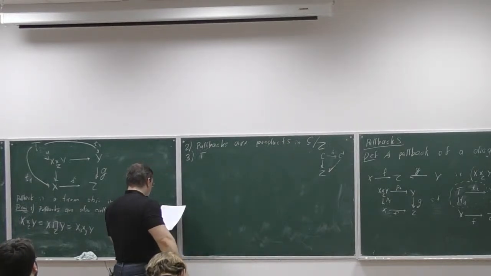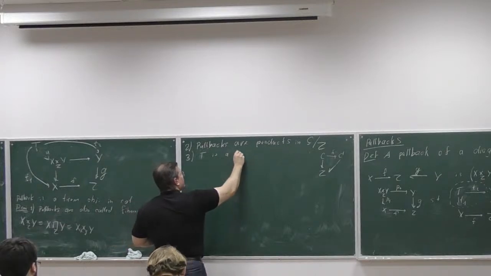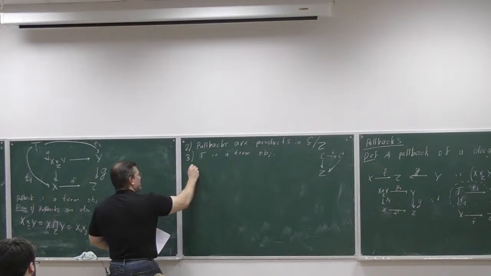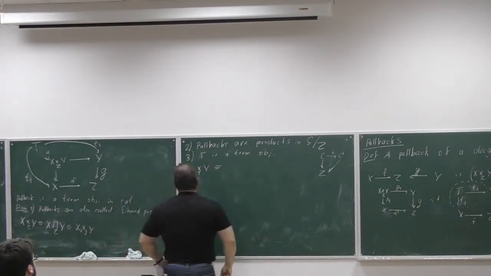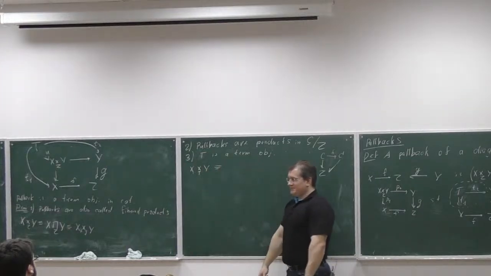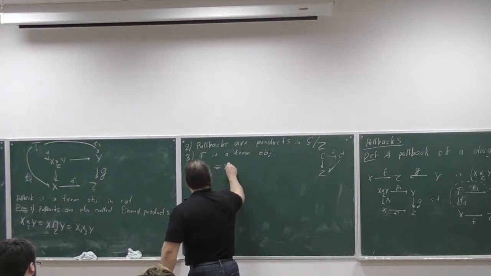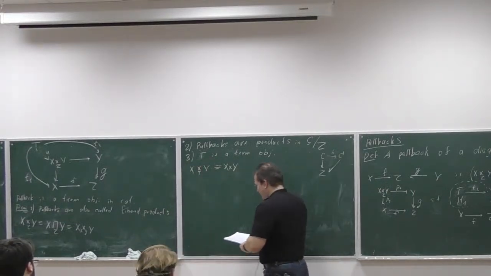And the next remark: if you have a terminal object T, and you take a product over the terminal object, what do you think you will get? Yep. Very simple exercise. Check this. And let's not waste time on this.